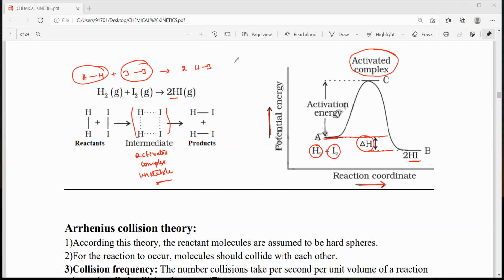Okay, dear students, in the next class we'll discuss the Arrhenius collision theory, and what collision frequency, threshold energy and activation energy are, and based on that how the exothermic reactions are forming.